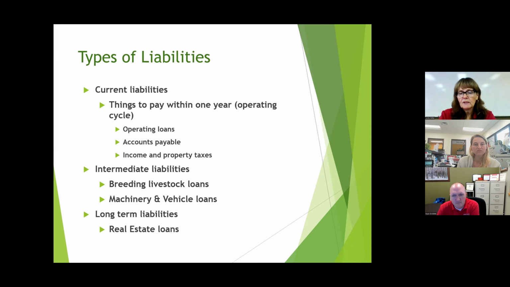One of the things we do with intermediate loans and with long-term loans is we show what that debt is, but any part of that debt that's due, like interest and this next year's payment, they actually get pulled into the current liability section. I'll show you that when we look at this financial statement in a few minutes. And of course, the long-term liabilities are your real estate loans.